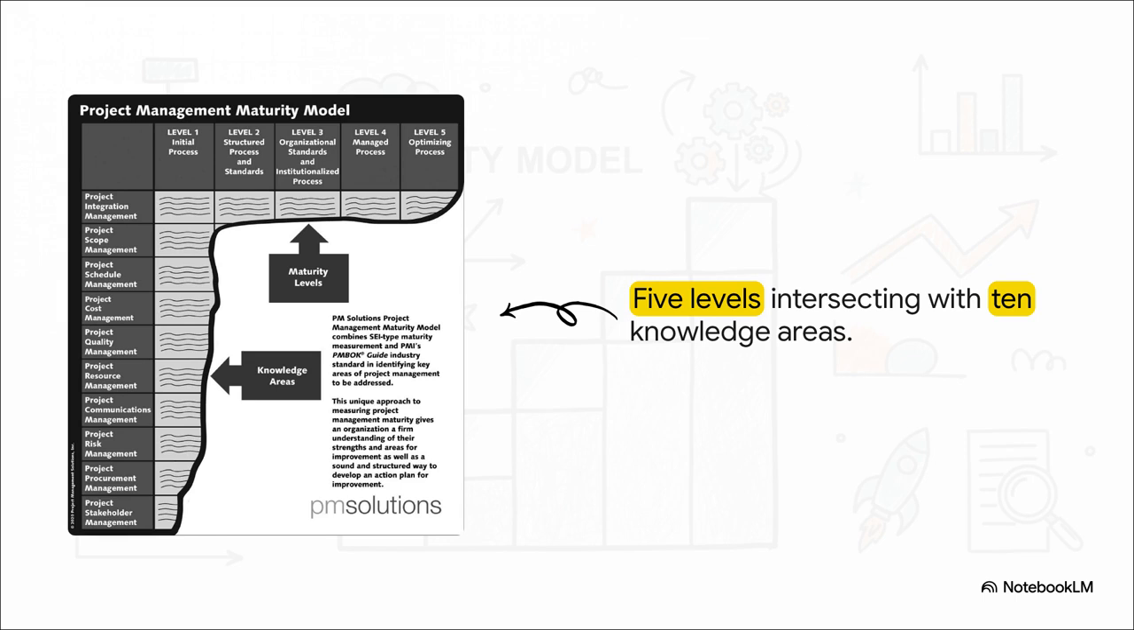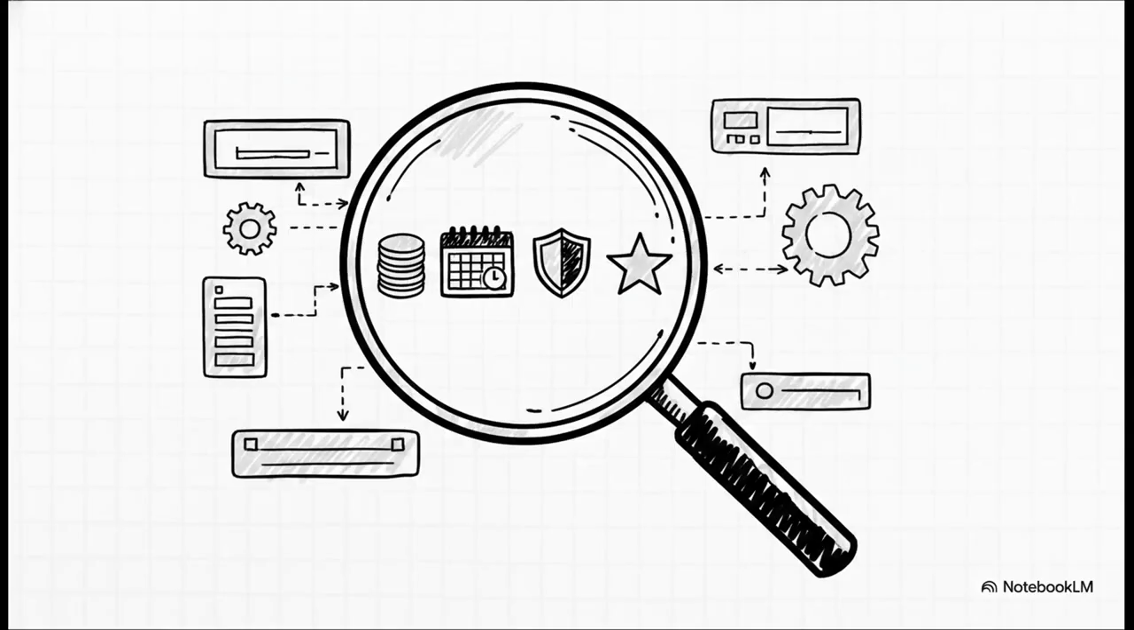The central thesis here is that we can't just evaluate project management as one giant monolithic entity. We literally have to look under the hood at the individual gears turning inside the machine. Now, these are just a few of those specific knowledge areas the model evaluates, things like scope, cost, quality, and risk management. To truly understand your organizational maturity, the model dissects every single one.